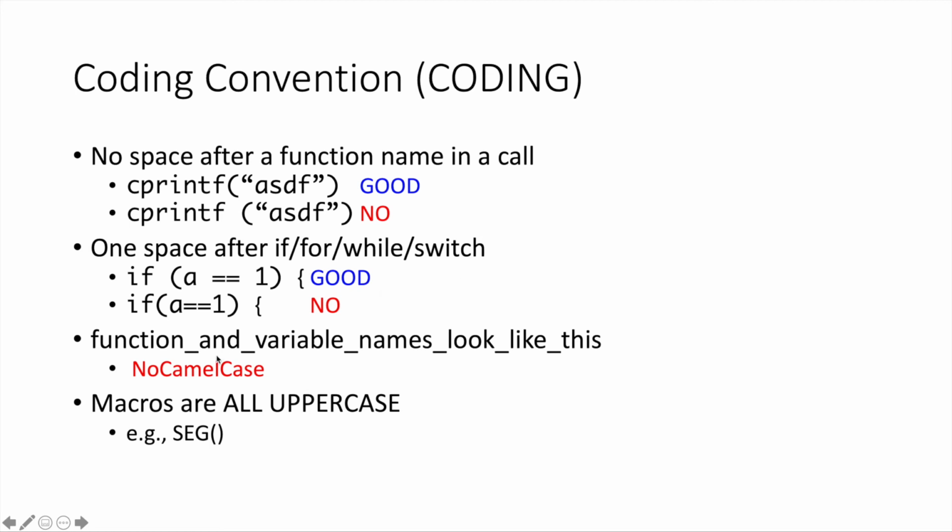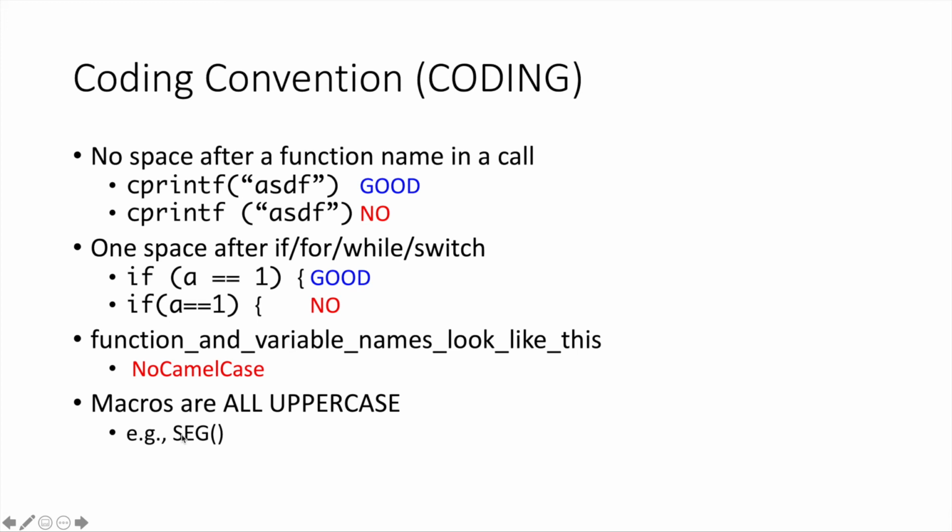Also, because all of the JOS naming convention follows that all function names and variable names should look like all lowercase, with underscores replacing white space characters. And please use no camel case in case you need to define a new function. And in JOS, all C macros are written in uppercase.